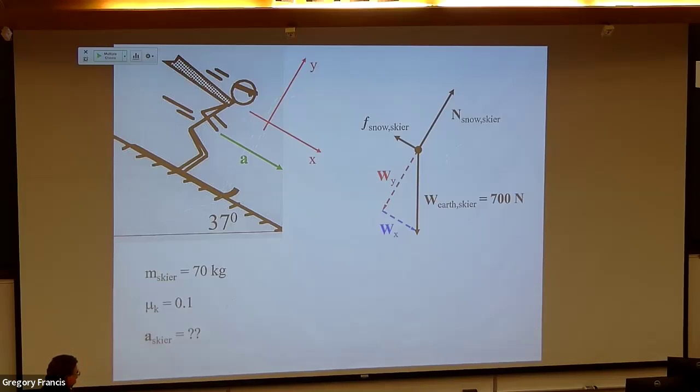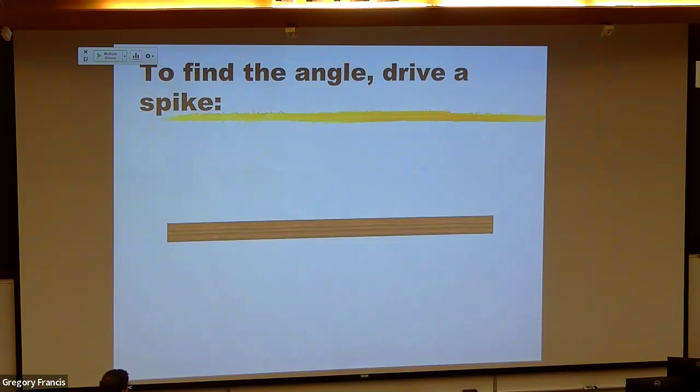Now the question is, which of these angles, this one or this one, is going to be 37 degrees? Now the way you remember that, the way I remember that, is by driving a spike. Okay, which angle is 37 degrees? If I drive a spike through that board, that spike always has to be perpendicular to the board. And then if I hang a plumb bob, which is just a mass on a string, it always hangs straight down.